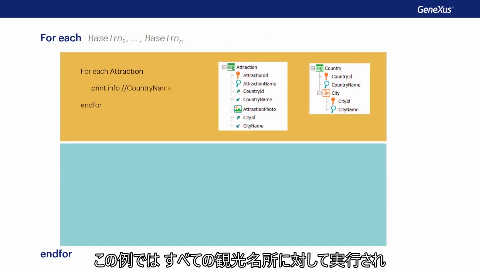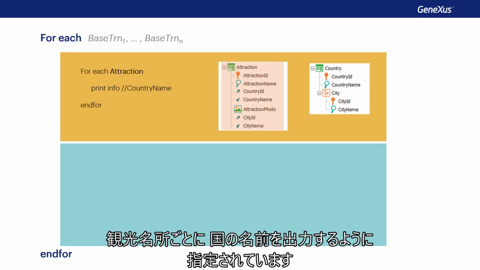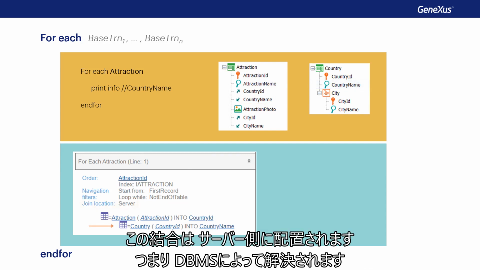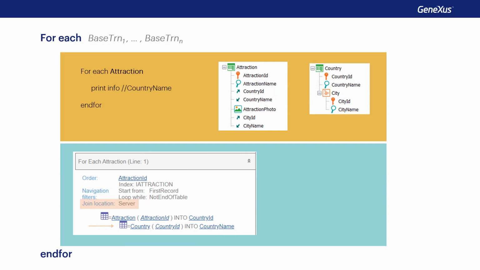In this example, we're indicating that we want to run through all the attractions, and for each one, we want to print the name of its country, for which it's also necessary to access the country table. We see that this join is located on the server. That is, it'll be resolved by the DBMS.